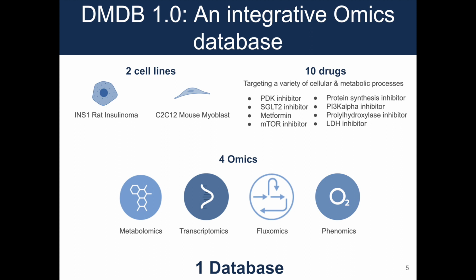Now let's talk about DMDB 1.0. The first phase of DMDB has 2 cell lines, INS1 rat insulinoma and C2C12 mouse myoblast, each treated with 10 drugs targeting a variety of cellular and metabolic processes. For each cell line and drug combination, 4 different omics data sets were generated, essentially metabolomics, transcriptomics, fluxomics, and phenomics. Data from all different cell lines and drugs is combined in one unified database called DMDB 1.0.